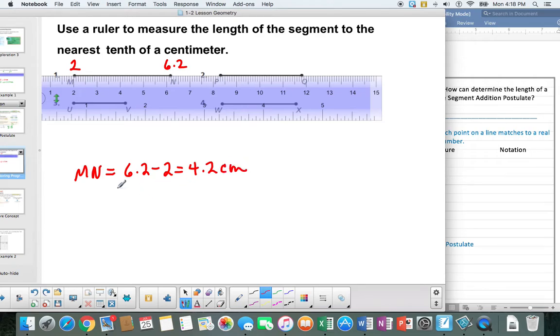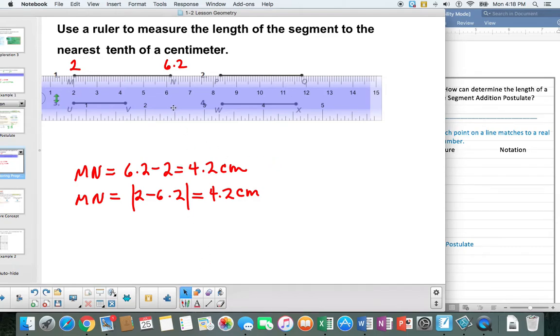Now, if I had made a mistake and I had done 2 minus 6.2, I would get a negative number. But if you just take the absolute value, it doesn't really matter what order the numbers are. Distance should always be positive.